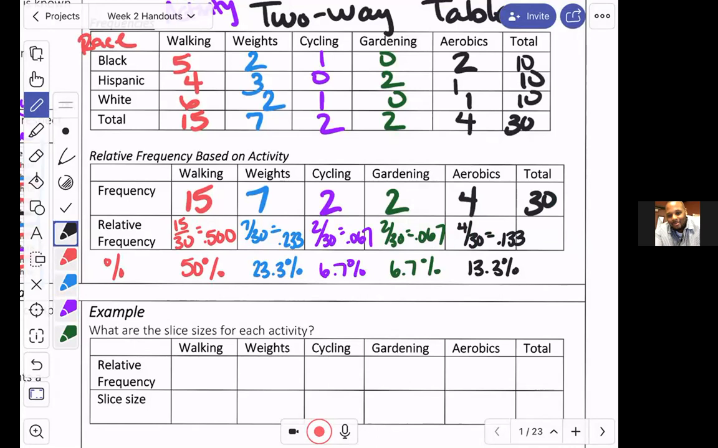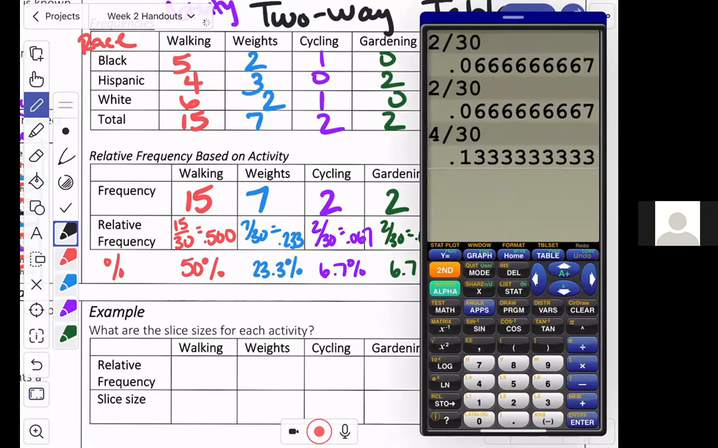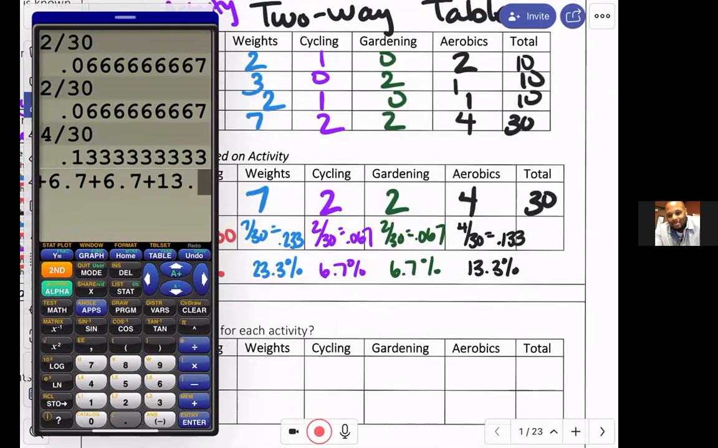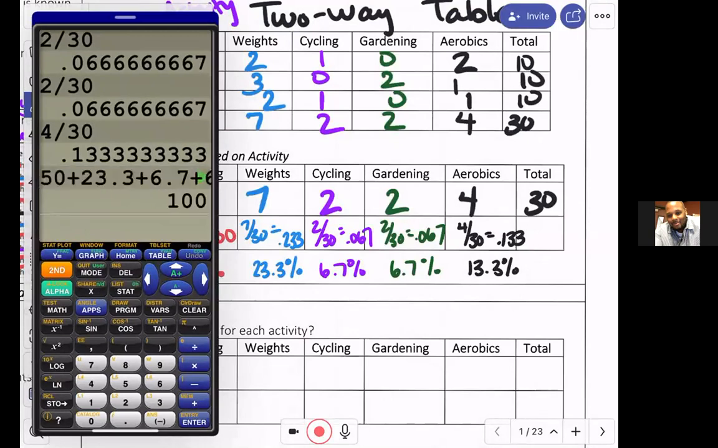And if I want to find out what they should add up to, because they're percentages, they should all add up to what percent, by the way? 100%. Let's verify. 50 plus 23.3 plus 6.7 plus 6.7 plus 13.3, and we get 100%. So this adds up to 100%, and this one would add up to 1 as a number. So that is how we calculate our frequency and our relative frequency.